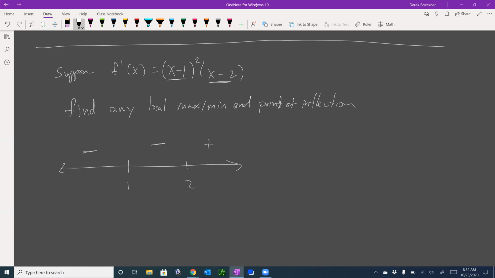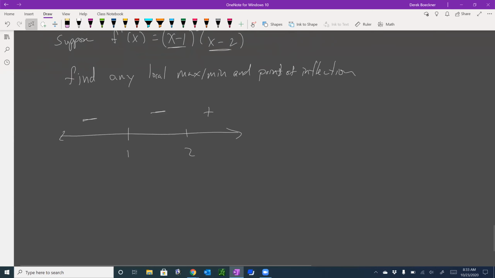Okay. So here's my first derivative sort of outlay. So it's decreasing, and then it's still decreasing, and then it turns to increasing. Okay. So where do I have a possible max or min? At 2, I would have a possible minimum, right? Going down and going back up. That is a minimum. So we've got a minimum here. Okay. How do I figure out points of inflection?